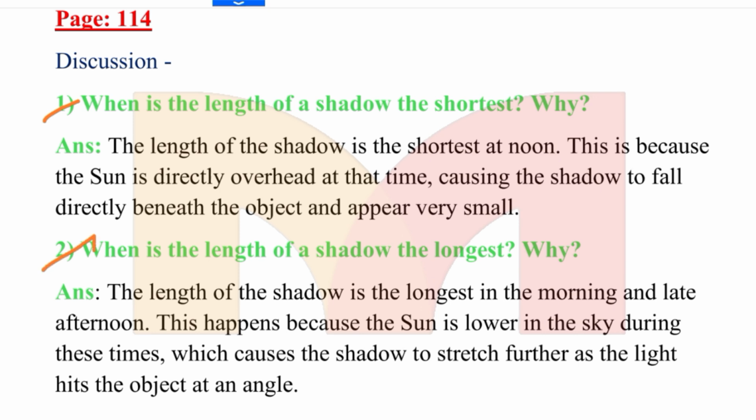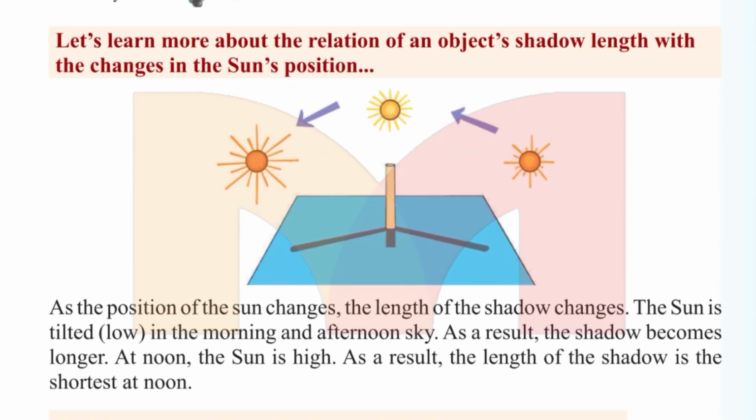Number 2. When is the length of a shadow the longest or highest? Why? Answer. The length of the shadow is the longest in the morning and the late afternoon. This happens because the sun is lower in the sky during these times, which causes the shadow to stretch further as the light hits the object at an angle. Now let's go back to the book. We are back to the book.